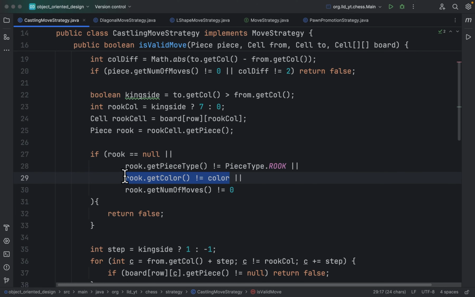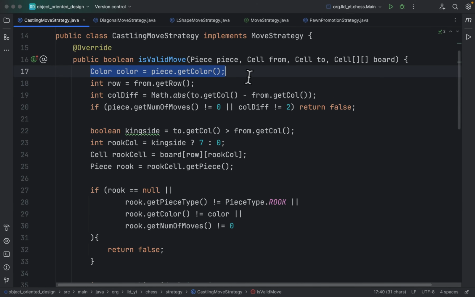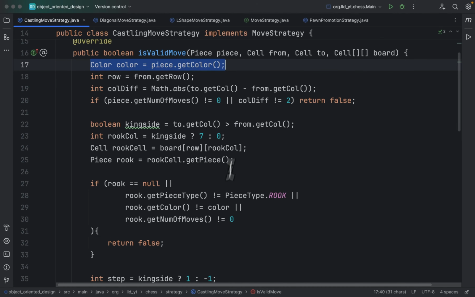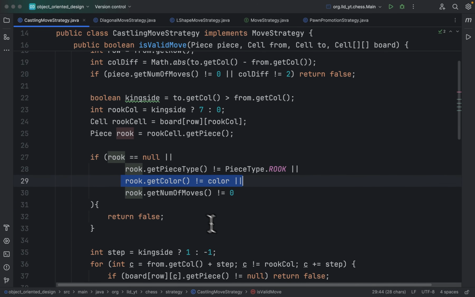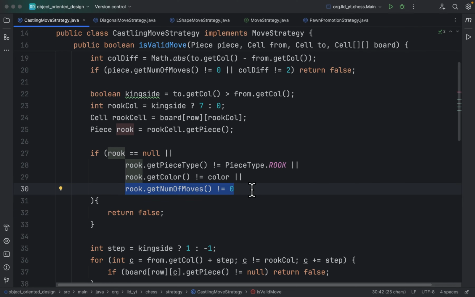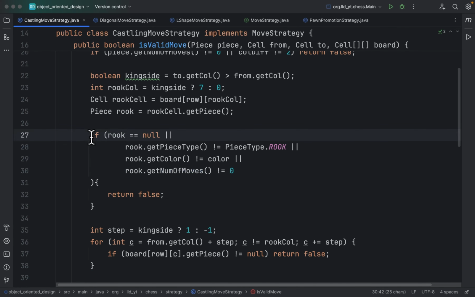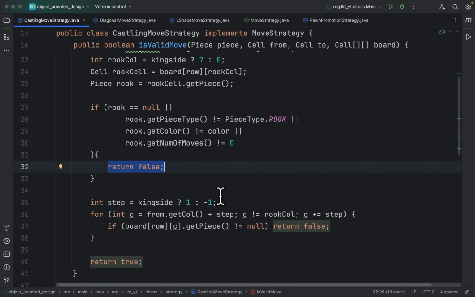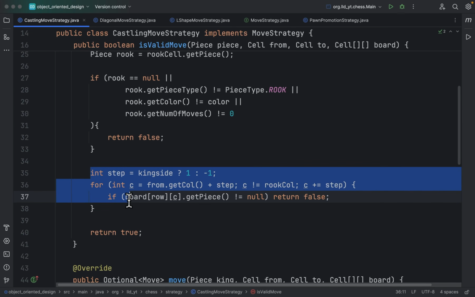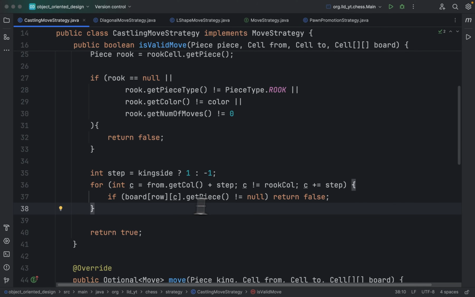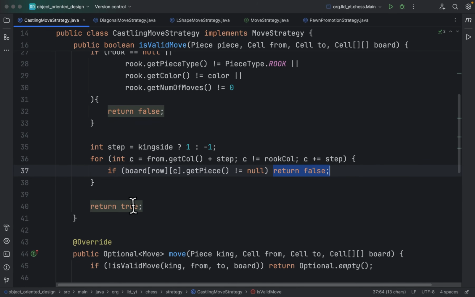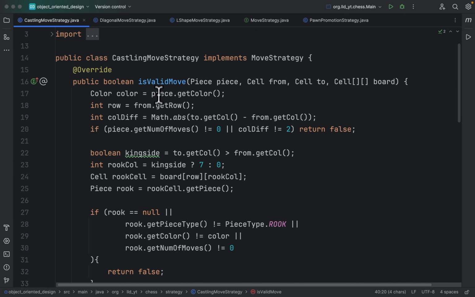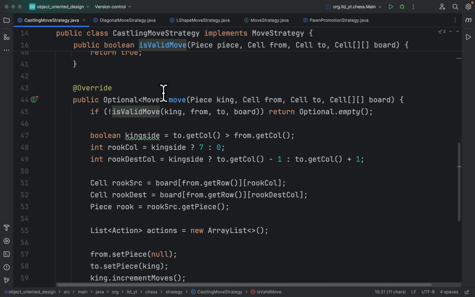And also the color should belong to the current player, which is this color. I mean the king and the rook both should have the same color. And finally, the rook should also have moved zero number of times when performing castling. And if it is not satisfied, then we'll return false. Okay. And one more check we have to do is between the king and the rook, there shouldn't be any other piece, right? If there is any piece, then we'll return false, else we'll return true. So this function will return true or false accordingly.